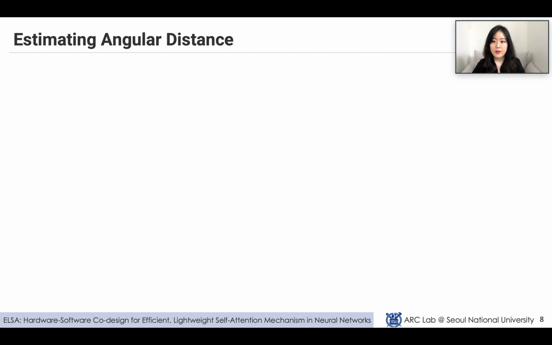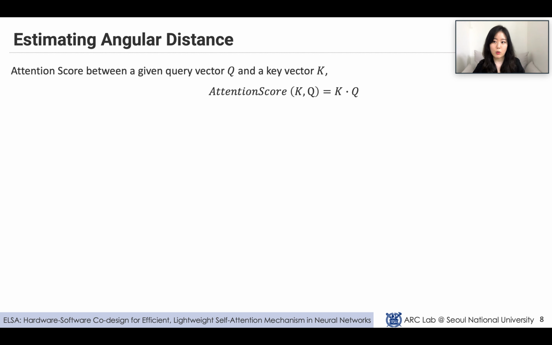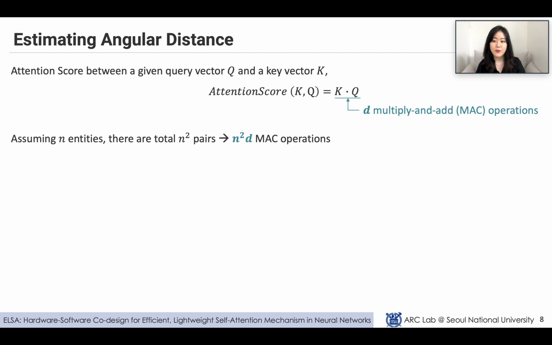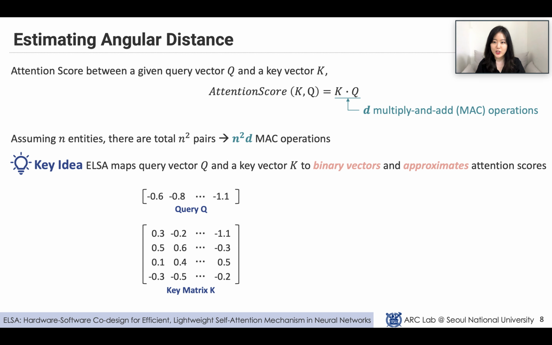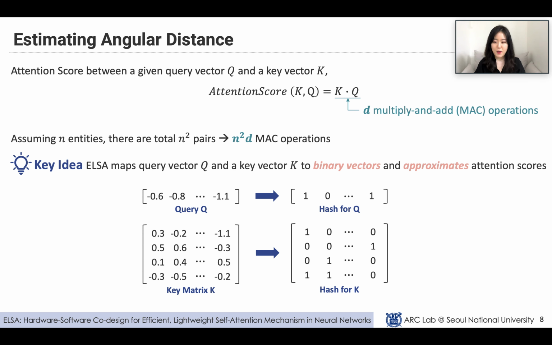As I mentioned earlier, not all keys impact the final output equally, so it barely impacts the final output even if we skip the operations for the keys with low attention scores. However, computing the attention score for each key and query pair requires d multiply and add operations. Thus, it takes a total of n²d operations for all n² pairs. So what we propose here is to map each query and key vector to a binary vector in a way that preserves its similarity of attention score to reduce the number of operations. And using these binary representations, ELSA proposes a novel way to approximate attention scores in a lightweight and efficient manner.